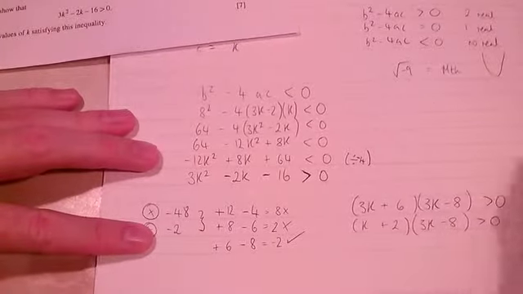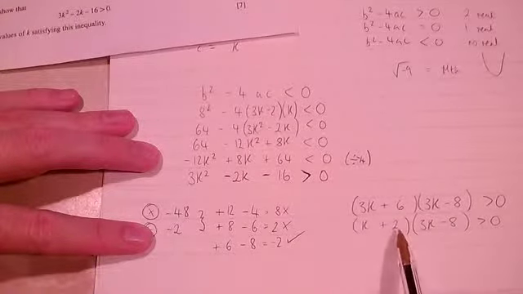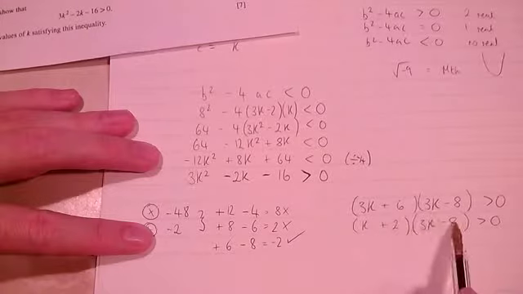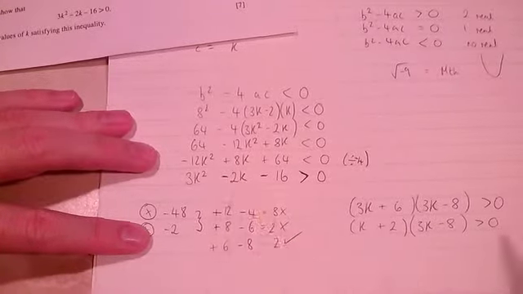Is greater than 0. Now I do my check, k times 3k would be 3k squared. If I multiply the back two together, plus 2 times minus 8 gives me minus 16. If those two match, I bet you it would match up to give me that as well.